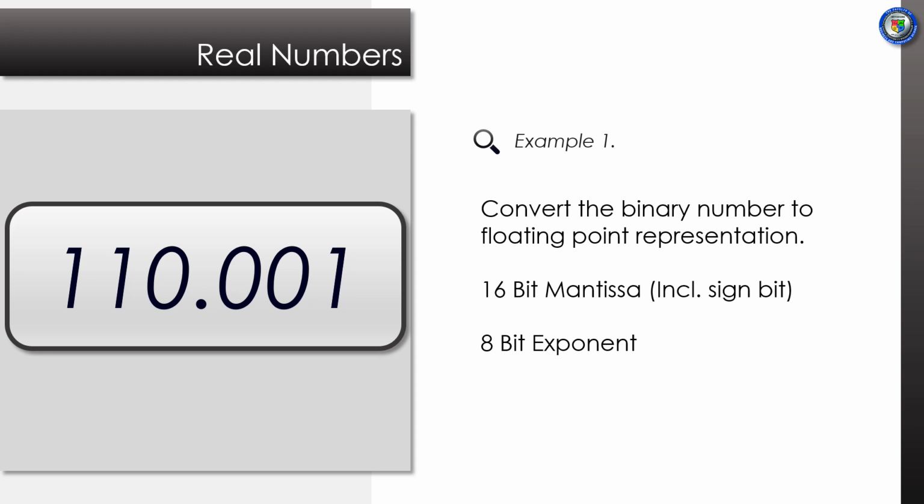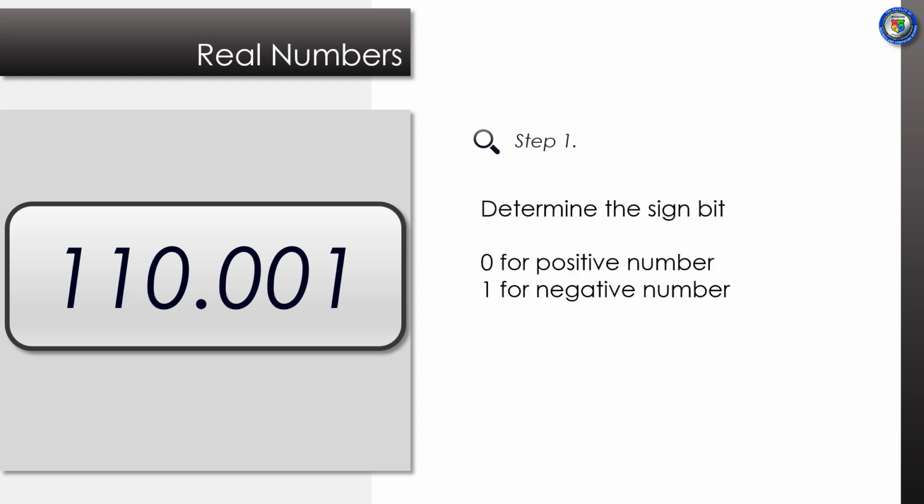Let's look at our first example. We're going to convert the binary number to floating point representation. We will use a 16-bit mantissa, including the sign bit, and an 8-bit exponent. Our number will be 110.001. The first step will be determining the sign bit. The sign bit will be a 0 for a positive number, or a 1 for a negative number. In this case, our sign bit will be 0 because we know this is a positive number.